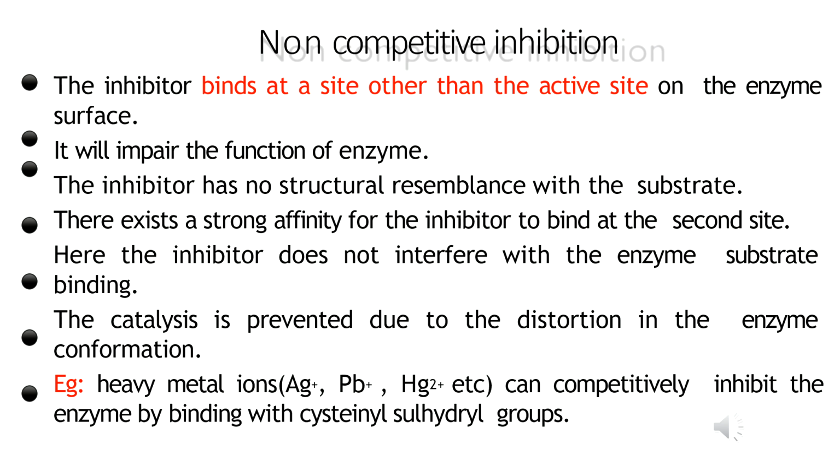For example, heavy metal ions, for example, silver, lead, tin, etc., can inhibit the enzyme by binding with cysteine sulfhydryl group. അതായത് the heavy metals enzymes cysteine sulfhydryl groups വന്ന് bind ചെയ്യും, that is the other than the active site.